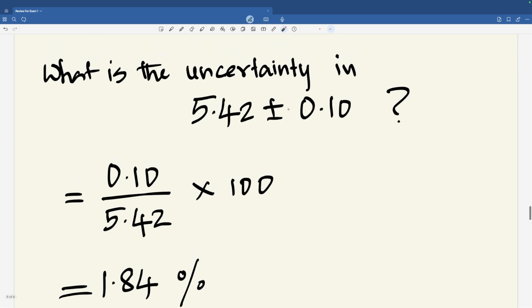So on the other hand, if you were asked what would these numbers be, you should say, oh, it could be between 5.43 and 5.41. You understood how I got that? If you add this number to this, you get 5.43. Actually, you get 5.52. Sorry. If you add it, you get 5.52. And then if you subtract it, you get 5.32. So this number could be between 5.52 and 5.32. Ooh, I almost made a mistake there. Okay.